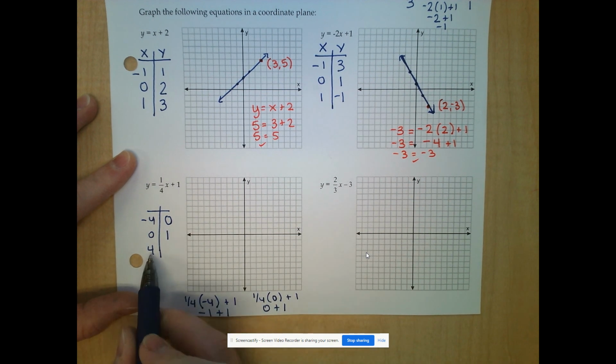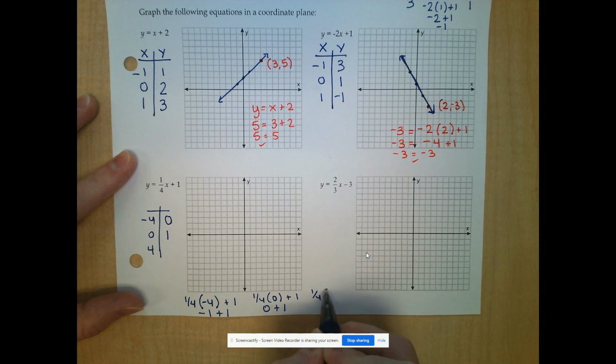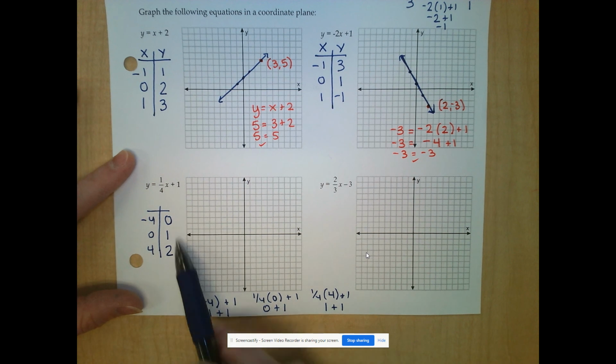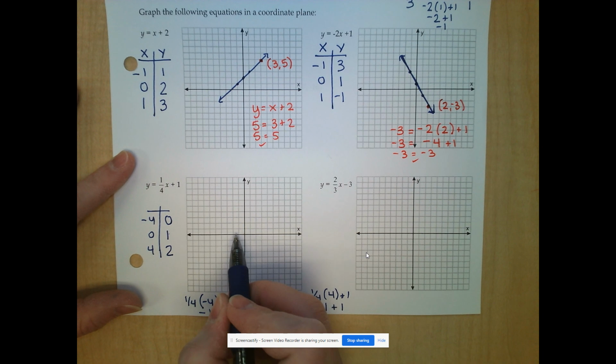And then if I plugged in 4, so 1/4 times 4, that's 1 plus 1, and the outcome would be 2. Now, it looks like 0, 1, 2. It should be really close together. But don't forget you picked x values that were not 0 and then -1, +1.